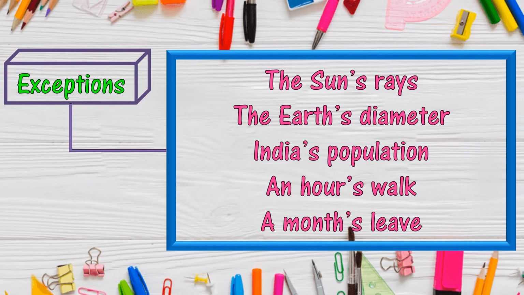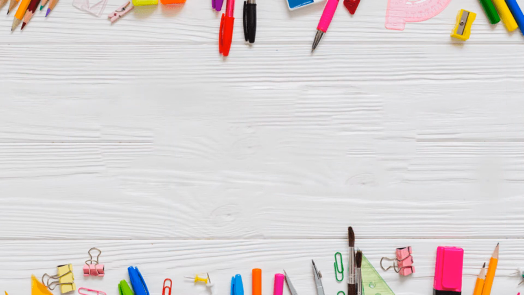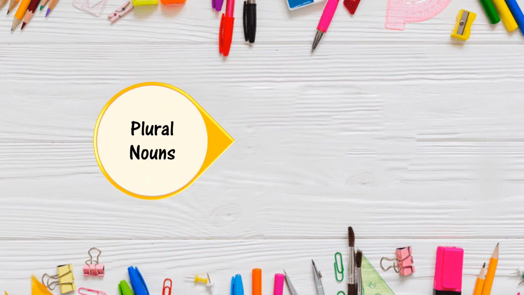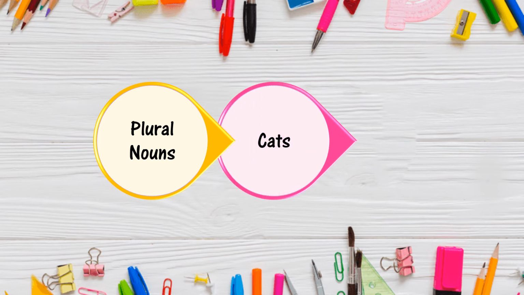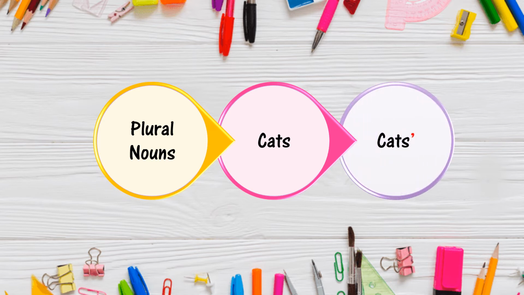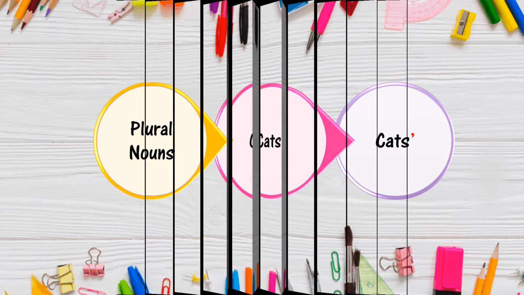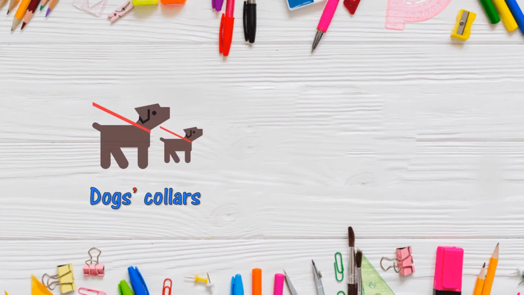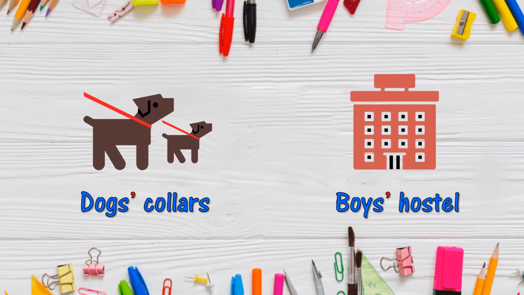Understood? So next we have the possessive form of plural nouns. Let's take the plural form of cat, that is cats. Here to form the possessive form, we add only an apostrophe to the end of the word. That is cats'. After S we put an apostrophe. Now let us take a few more examples, children. Dogs' collars, boys' hostel. So after dogs' S we put an apostrophe. Then boys', after S we put an apostrophe.